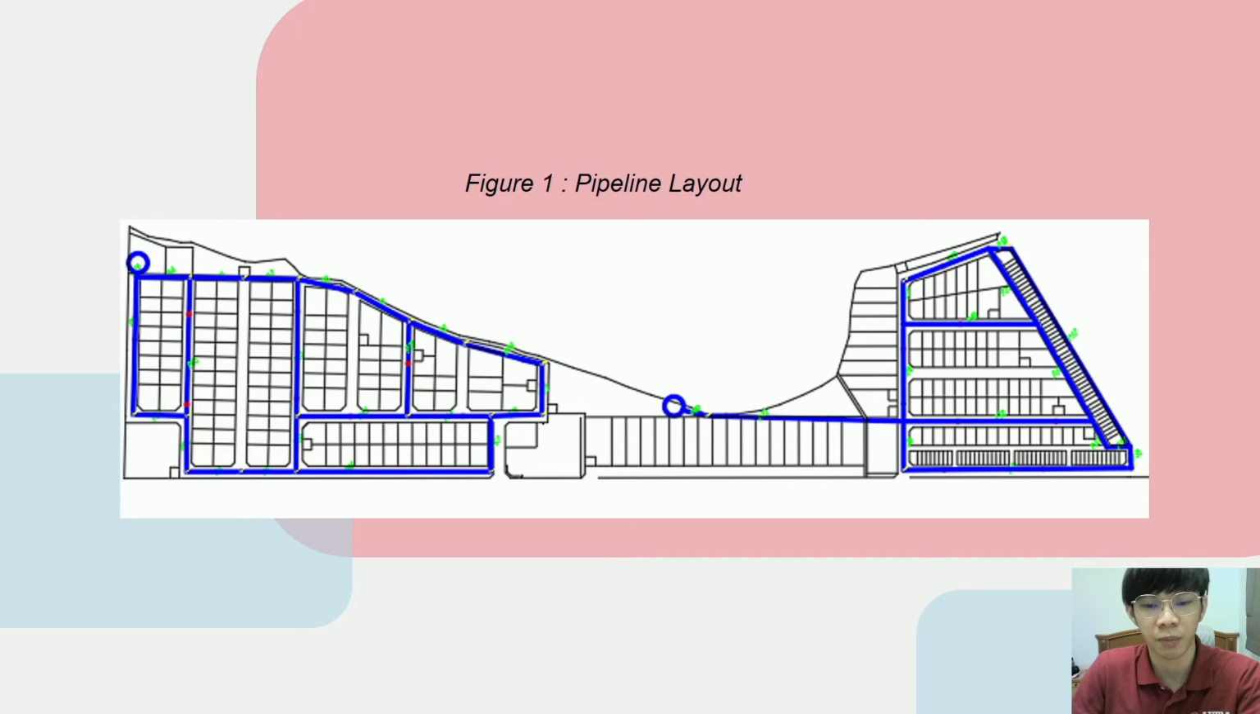This figure shows the pipeline layout that was drawn by our group. From this figure, we can see that there are 2 separate closed loops, while the reason why we're doing this will be explained later.